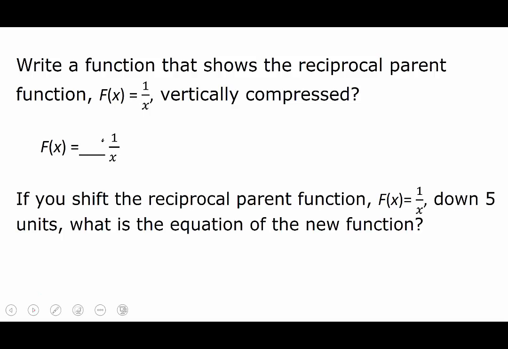Write a function that shows the reciprocal parent function vertically compressed. So if I want to vertically compress the function, I'm going to multiply by 0.5. Or you could have 0.5 over x. If you shift the reciprocal parent function down 5 units, what's the equation of the new function? So I subtract 5 from the end. Vertical shift, add or subtract from the end.